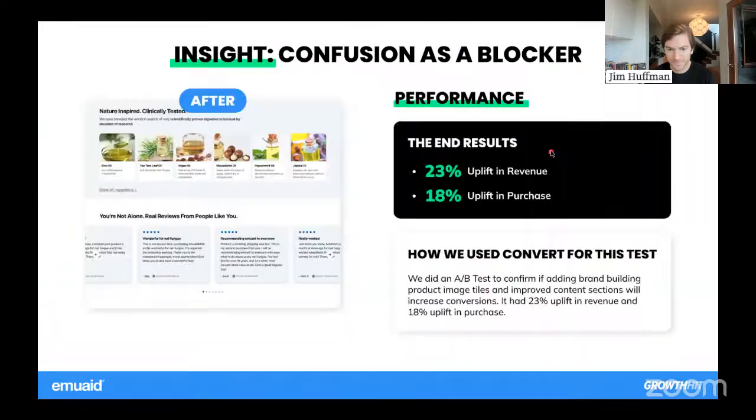And so we got a 23% lift in revenue and 18% uplift in purchases. And so using Convert, we were able to confirm that adding these brand building product image tiles in a static way on the core ad landing pages worked, and then we could scale it across the website.